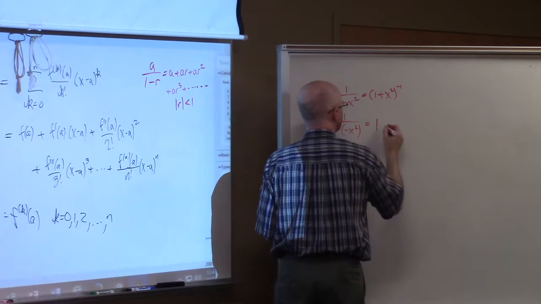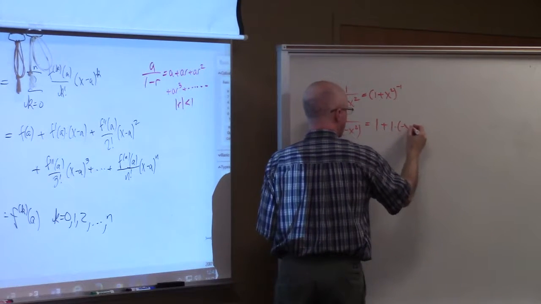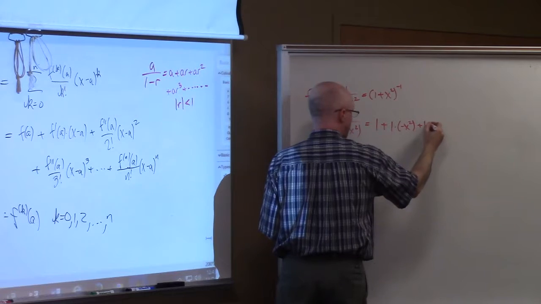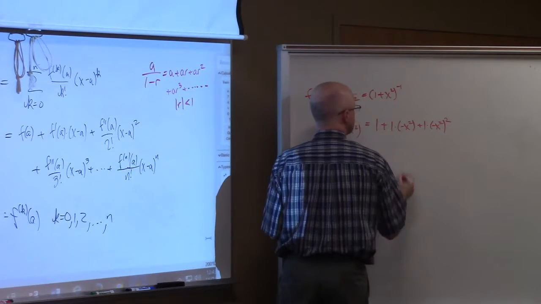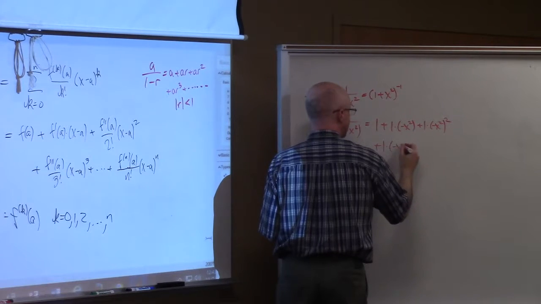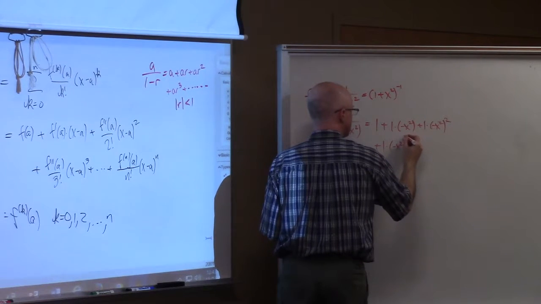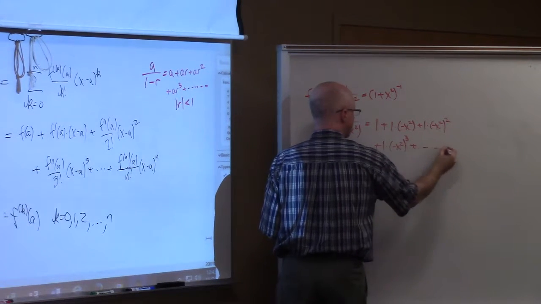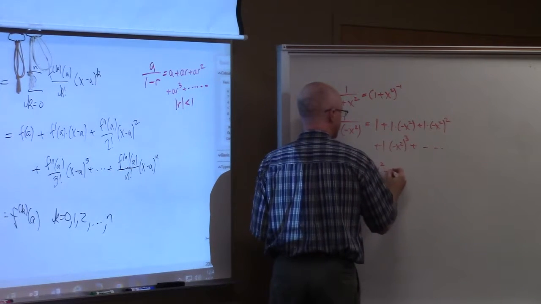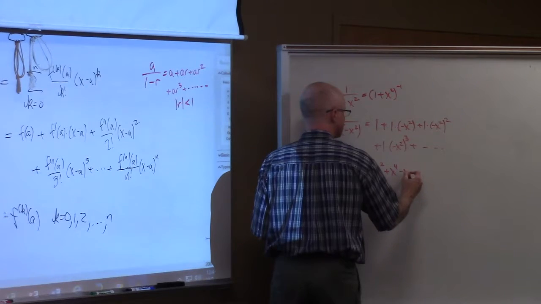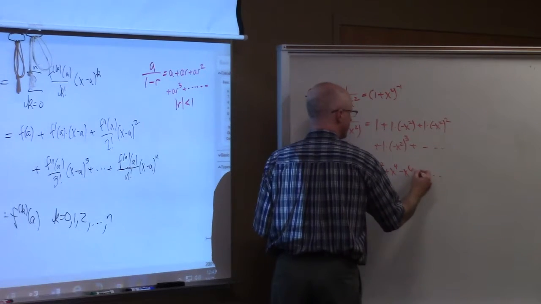You get 1 plus 1 times negative x squared plus 1 times negative x squared squared plus 1 times negative x squared cubed, etc. Simplify it. It simplifies to 1 minus x squared plus x to the 4th minus x to the 6th, etc.